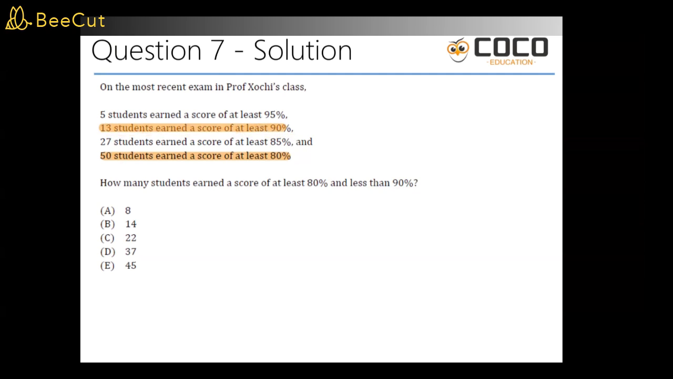Then the rest of them are less than 90%. So we have 15 minus 13. Okay, you find the remaining students. These are those who are less than 90%. So the answer is D.